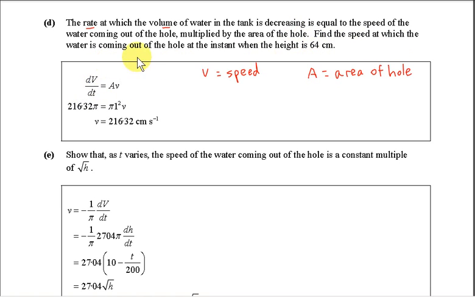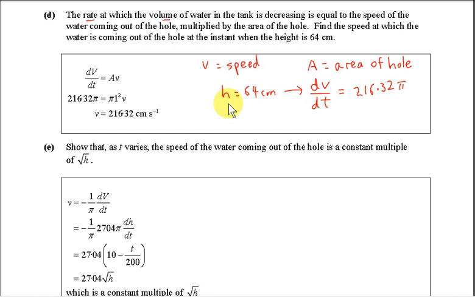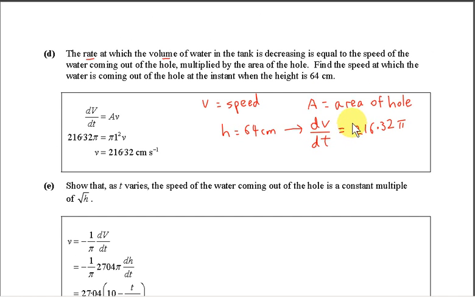Find the speed at which the water is coming out of the hole at the instant when the height is 64 centimeters. In the previous part, we saw that when h is 64, dV/dt is 216.32π centimeters cubed per second. Well, more accurately, it's actually minus. The value that's used for dV/dt here is actually the magnitude of dV/dt. dV/dt is minus 216.32π. This should really say the magnitude of dV/dt.